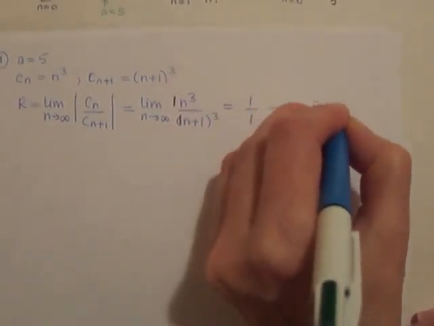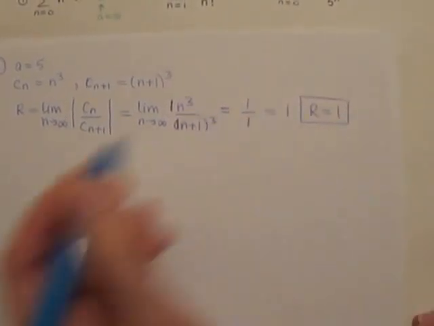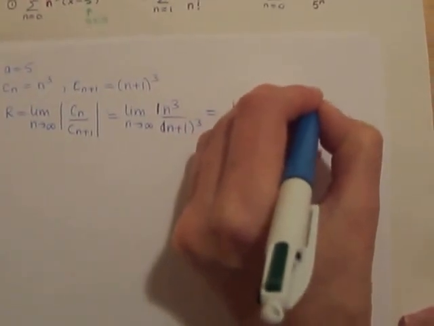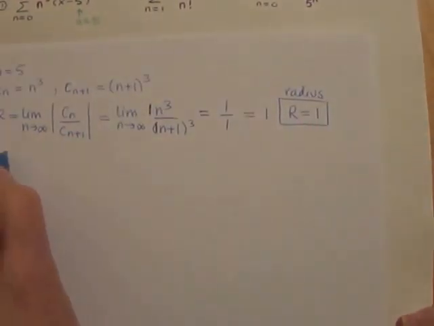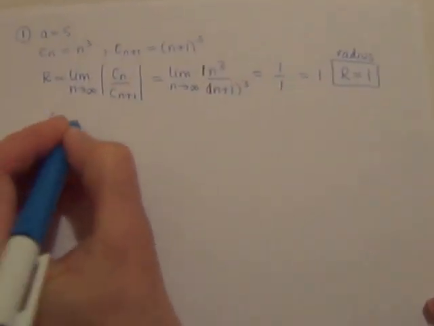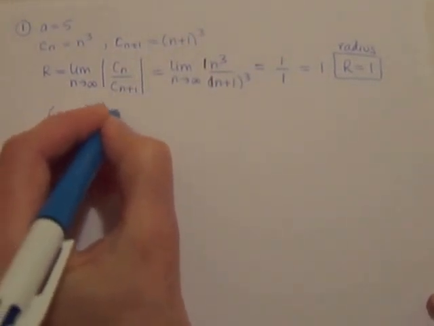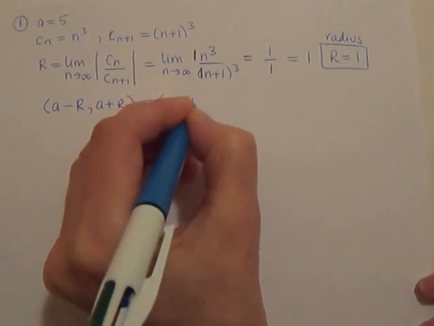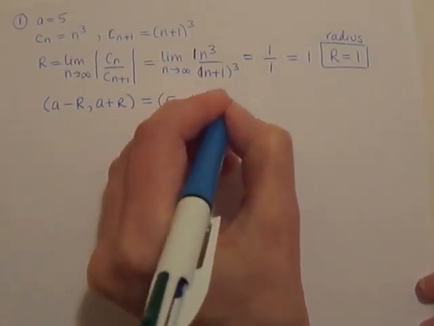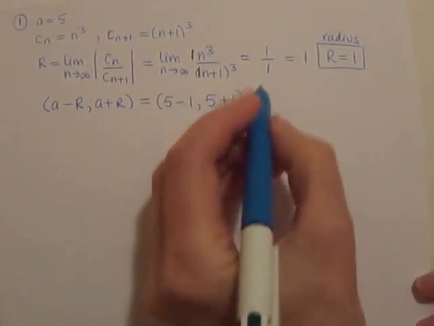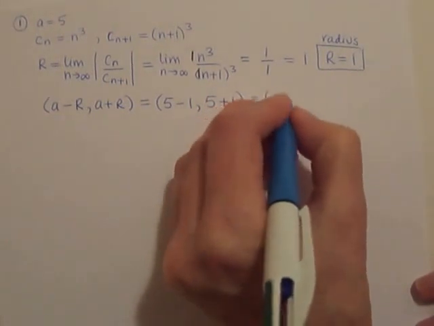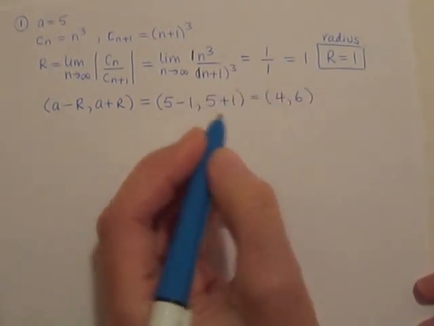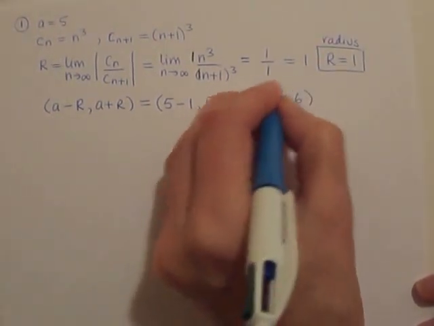Therefore our radius of convergence is 1. The interval of convergence we get by finding a minus r, a plus r. Here the a is 5, the r is 1. So we get 4 and 6 for our interval of convergence.